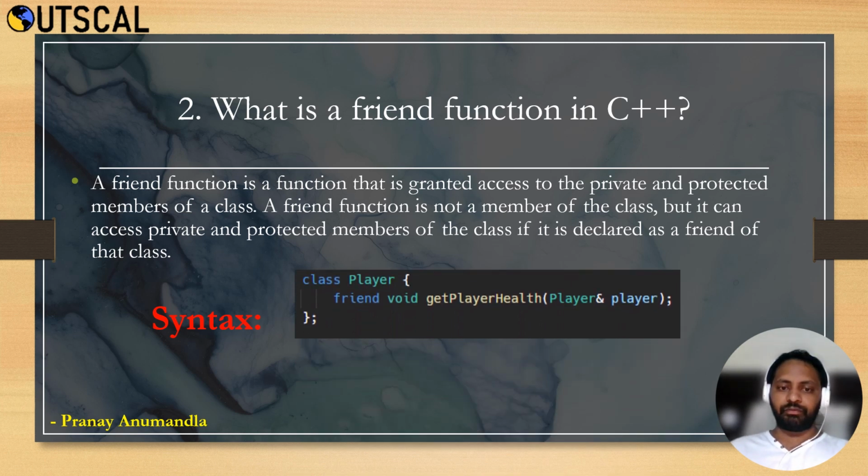It is a player class. We will derive friend function using friend keyword, void get player health. So using this function, even though the player health might be a private member of the player class, we will be able to get the player health by using friend function. Okay.